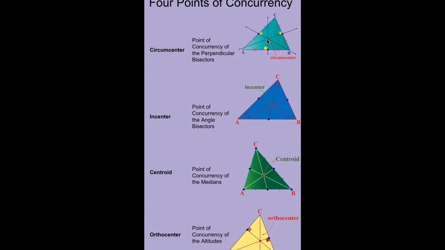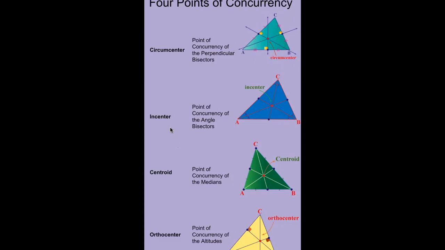I'll give you a little preview. The circumcenter is what we use to circumscribe a circle around a triangle. That means to create a circle that has all 3 vertices on it. And the circumcenter is the center of that circle.